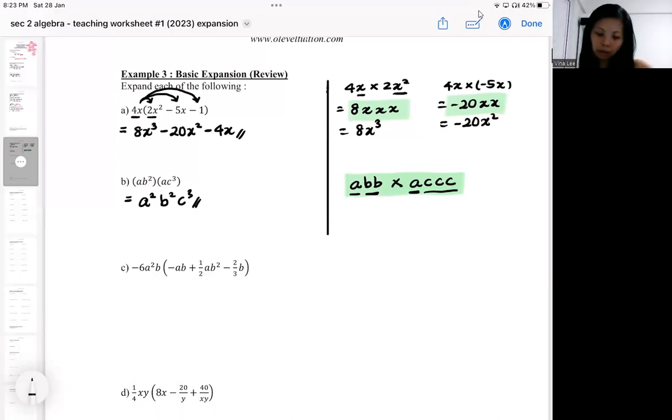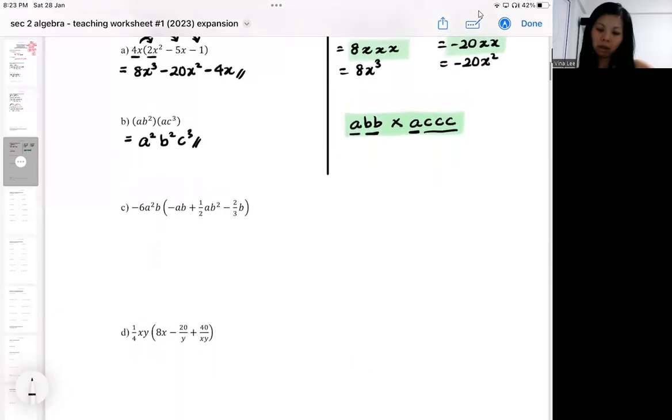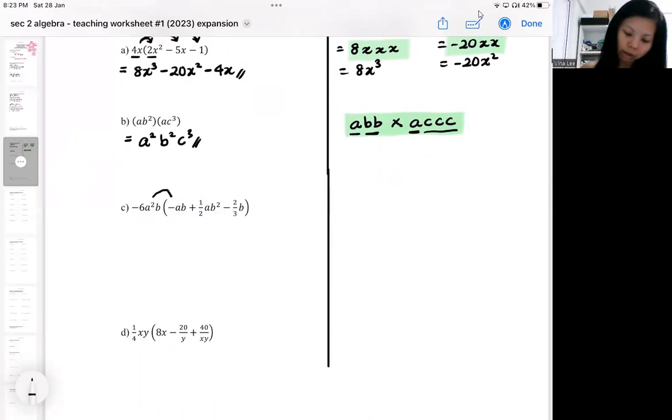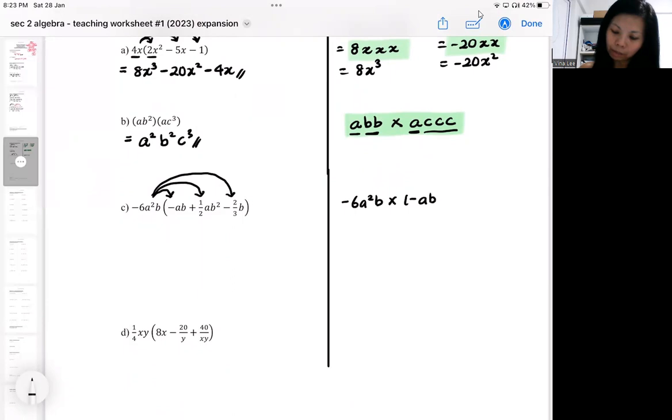Okay, subsequently, when you're dealing with part C, a lot of people will start to get a lot of confusion. So I'm going to draw the column. This one is still expansion, but it's going to be very confusing. So I'm going to show you arrow by arrow. So in the first arrow, it will be 6a squared b times negative ab. Negative 6 and negative, this is negative 1. Effectively, that is a negative 1. So negative 6 and negative 1 will be 6.